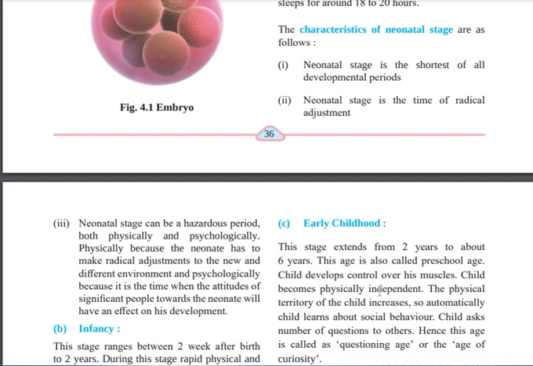What we have studied about prenatal is inside the mother till birth, and from birth to old age is called postnatal. So the first is neonatal. This neonatal stage is all about the 2 weeks from birth, and this is the very shortest. Here the baby is sleeping 18 to 20 hours. This stage is very important because of physical and psychological factors: physically, how the baby adjusts to the environment, and psychologically, how the people are behaving with that baby.